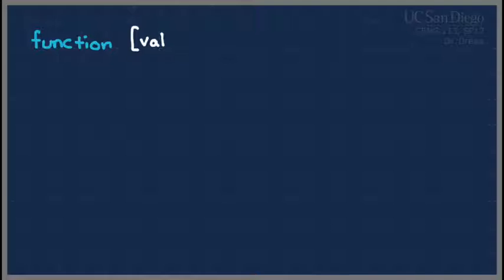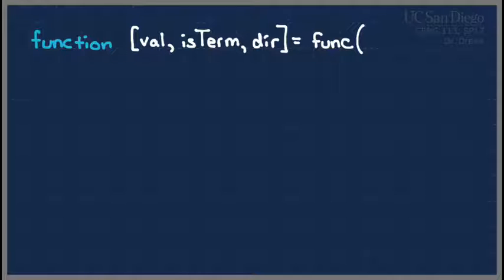One of them is a value. One of them is a flag that's called isTerm. You can name these whatever you want. I'm just shorthanding them to this. And another one is dir. We're going to explain each one of those. And then those are equal to something, whatever function name you want. And the inputs are the same inputs that you would have to the ODE function.